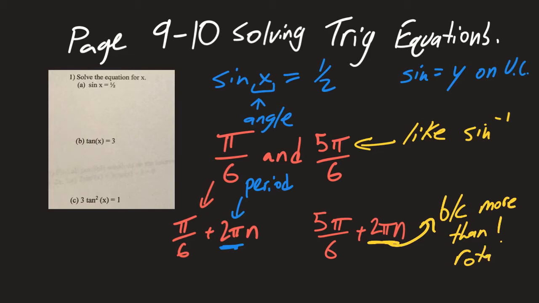So we always account for going around the circle more times. And in this case, we're just saying, yeah, absolutely. I could have pi over 6 and I could go around the circle any number of times, or 5 pi over 6 and go around the circle any number of times.